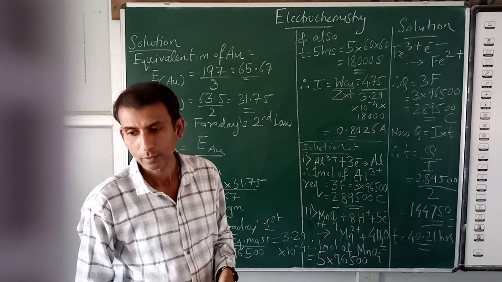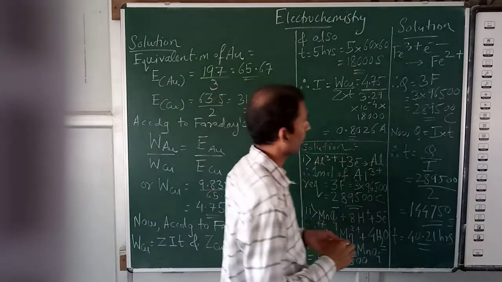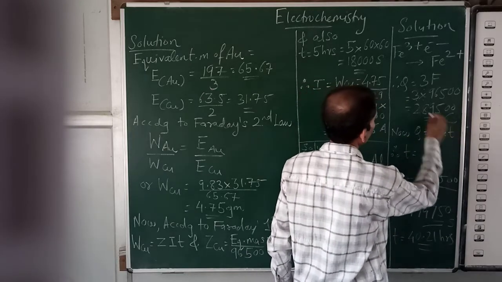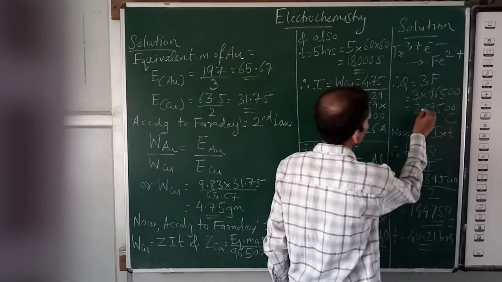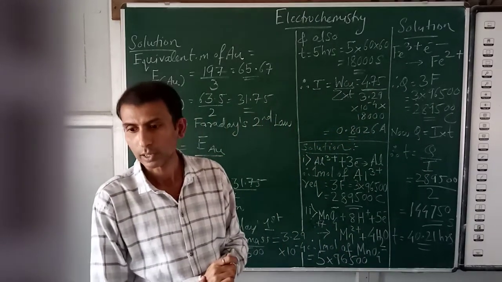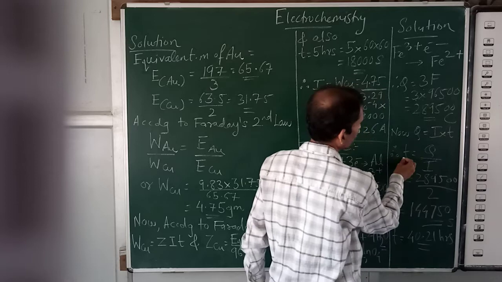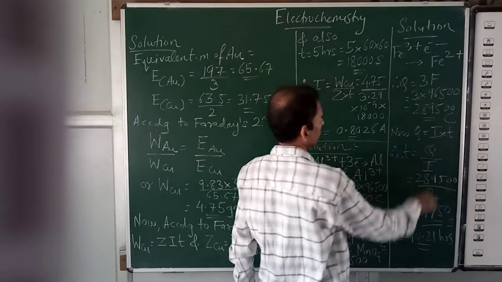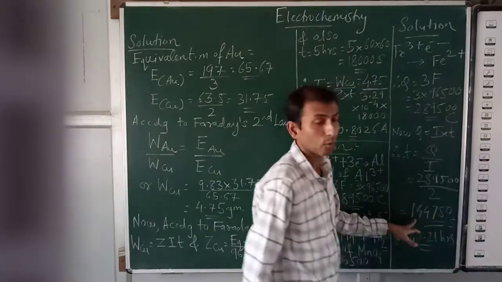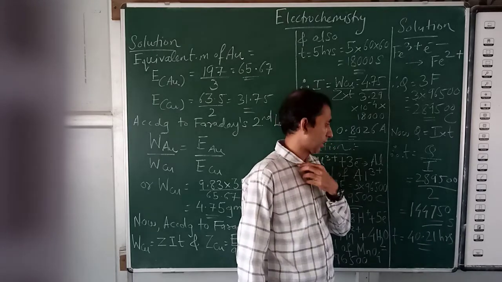And finally they are also asking you to calculate the time required for this particular process. We know the formula for Q, I into T. Now the value of Q you have got here, and the current is given to you, 2 amperes. So time required you can easily calculate. T is equal to Q upon I. 289500 divided by 2, we get the final answer 144750.